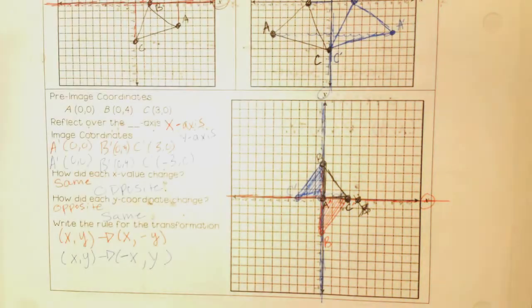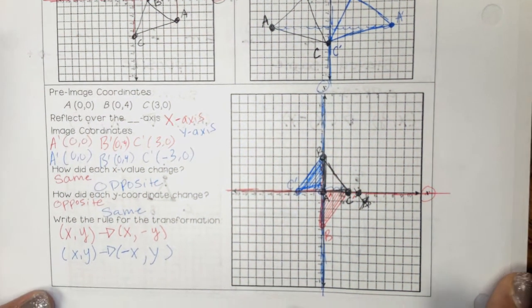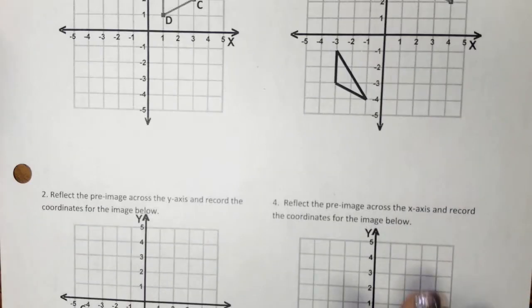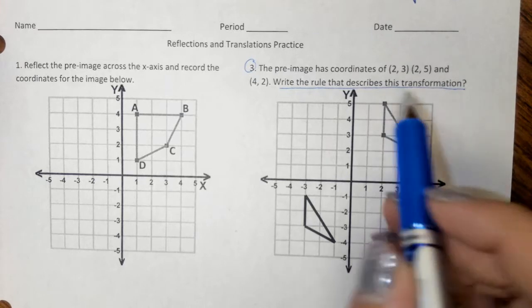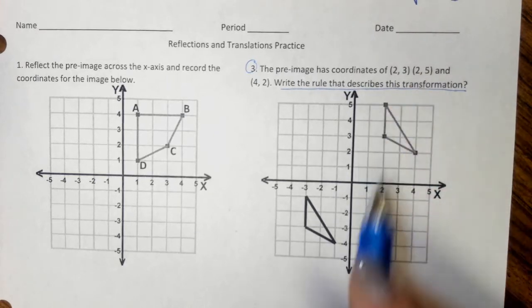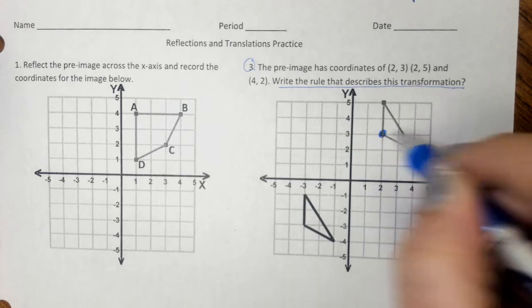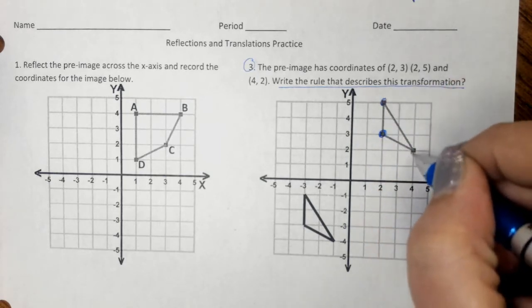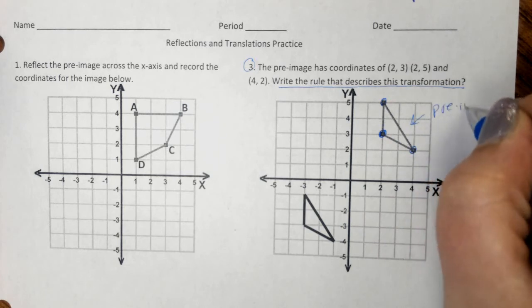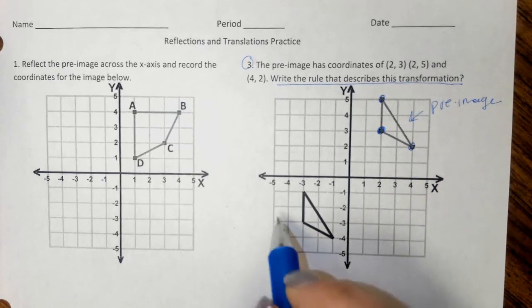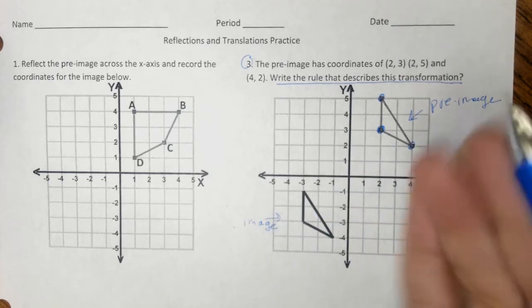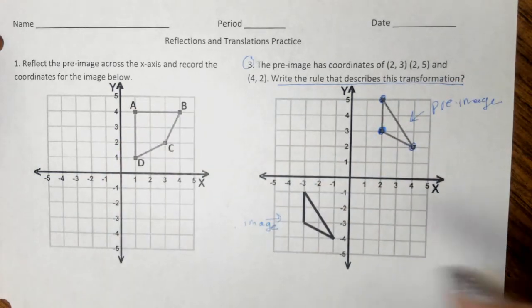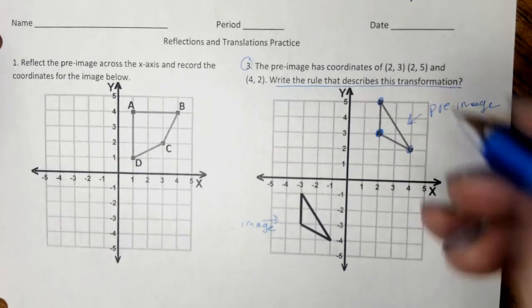Okay. I want to go over now just a couple of the homework problems. In number 2, I just want to point out that this is a transformation. It says that this is the pre-image at 2, 3, 2, 5, and 4, 2. This is the pre-image. That means that this would be the image. And I hope it's clear that we didn't flip this triangle either way. This was a slide, which means this was a translation.